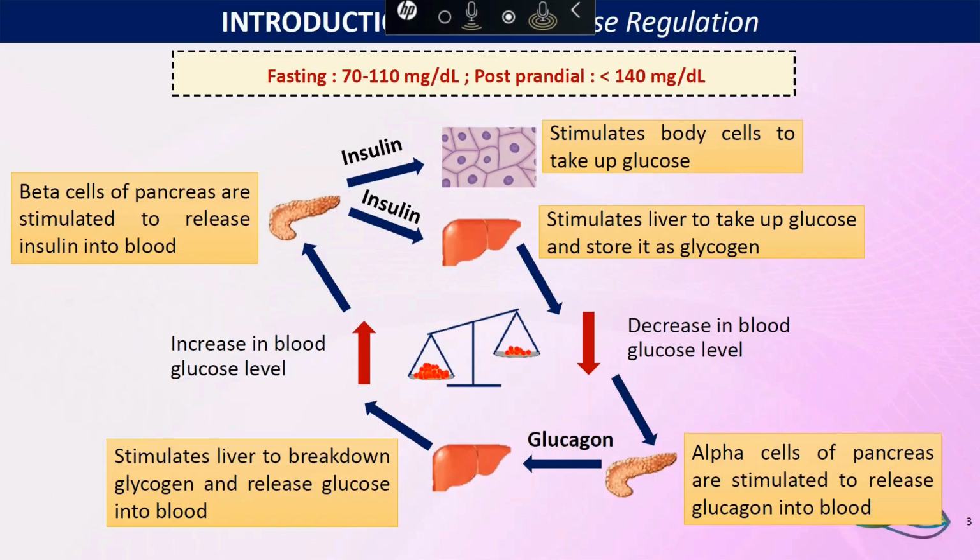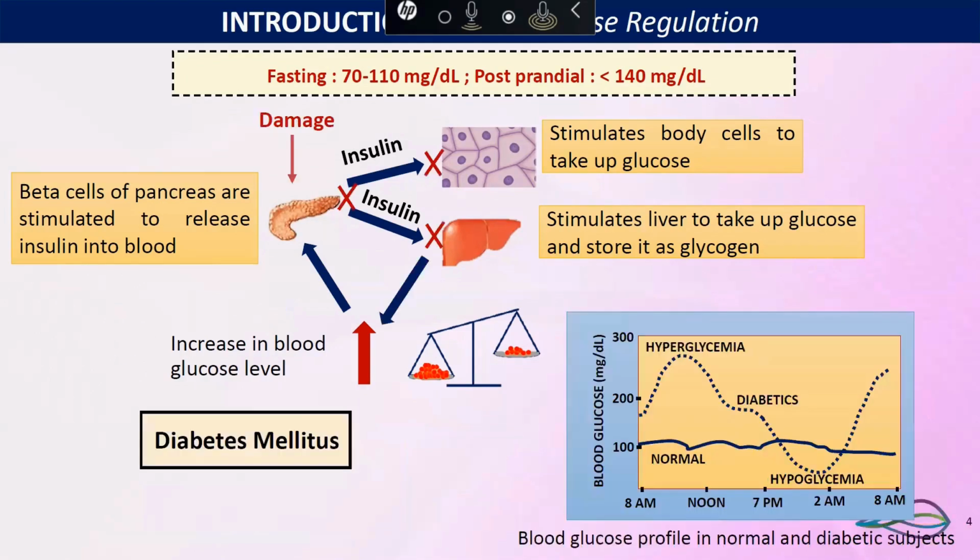Whenever the glucose concentration is higher than the normal level, a set of cells in the pancreas stimulate production of insulin, which stimulates body cells to take up glucose or stimulates liver cells to store excess glucose as glycogen, and the glucose level comes back to normal. In the opposite condition, where the glucose level falls much below normal, alpha cells in the pancreas stimulate liver cells to break down glycogen into glucose, thereby bringing the glucose level back to normal.